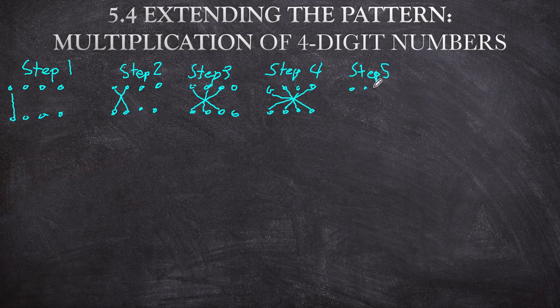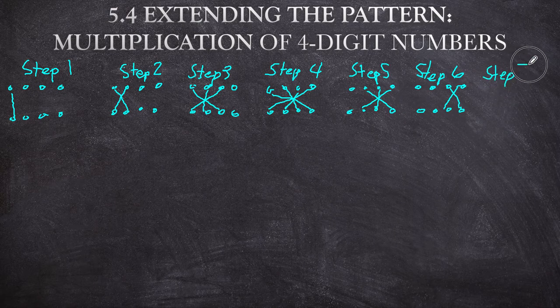Step 5. Imagine this, and this. Then you continue this. This will be opposite of step 3. So hundreds by ones, tens by tens, and ones times hundreds. That's step 5. Step 6 will be the opposite of step 2. So this will give us tens by ones and ones by tens, like this one. Just add the products. And then lastly, step 7 is going to give us ones by ones.